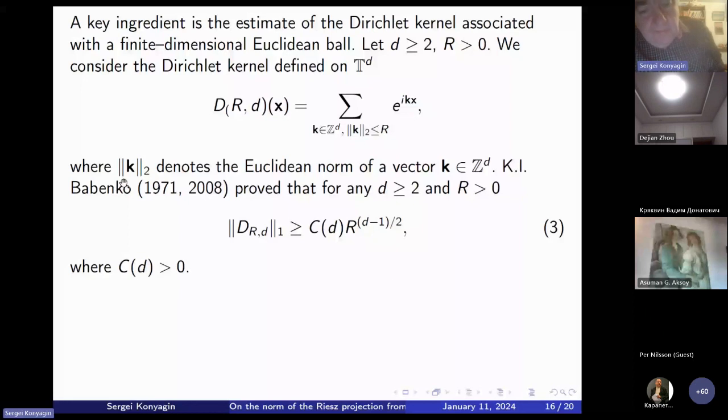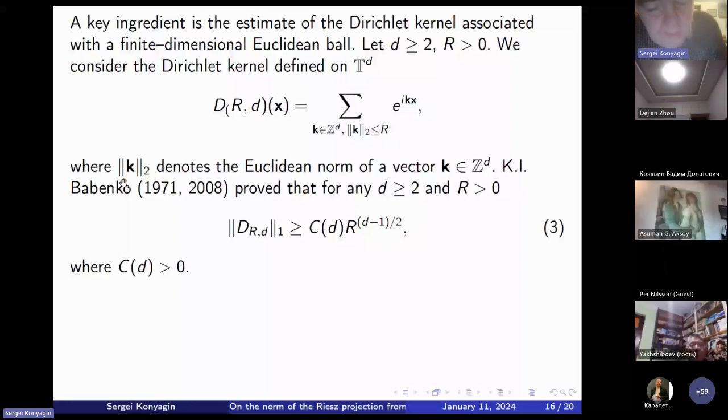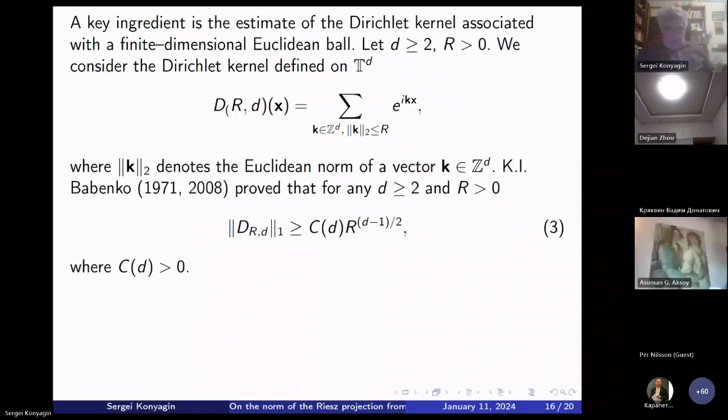You see that here I write two years. I write it because in 1971 the paper was written. It was a preprint, and it was difficult to have access to this paper. And after the death of Konstantin Ivanovich in 2008, the journal publication appeared. So I write two years here.